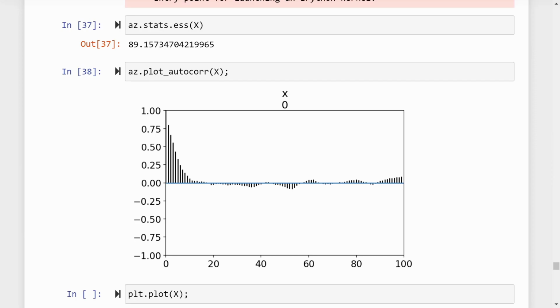Our autocorrelation plot looks a lot better. The correlation gets quite small after a lag of 10 or so. So while this isn't perfect, it's an indication that the sampling is good enough.